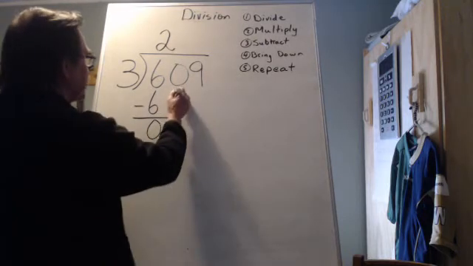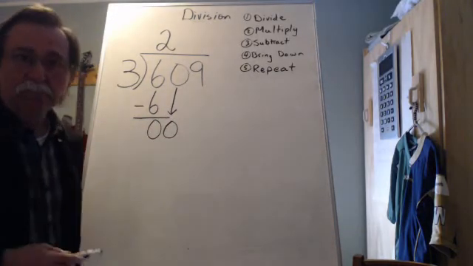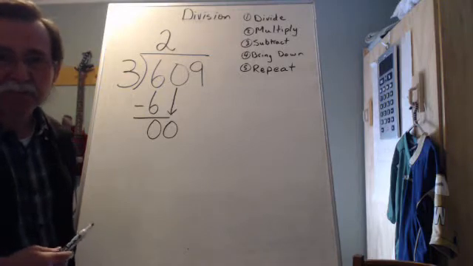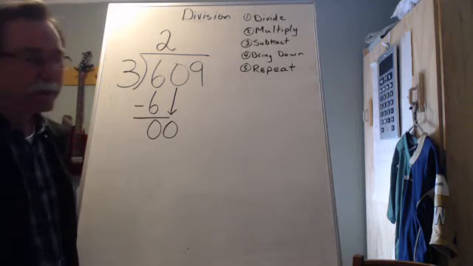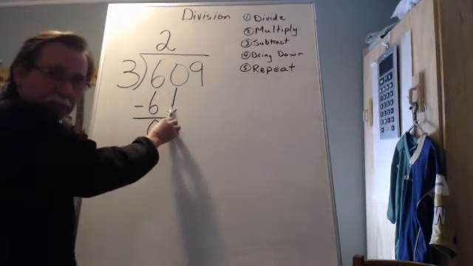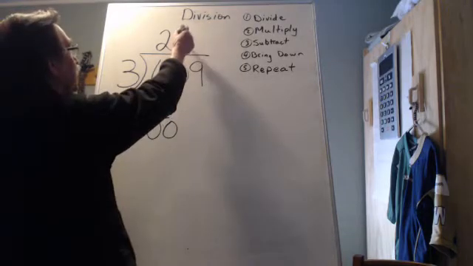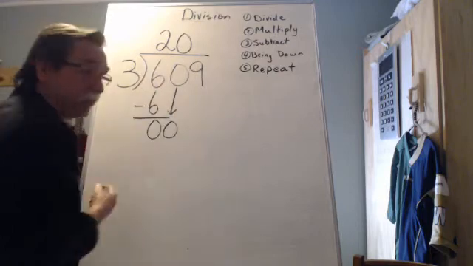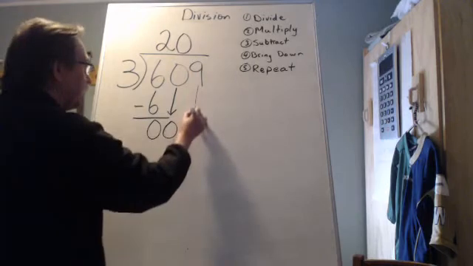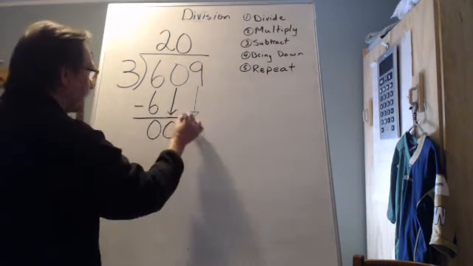So let's bring down this 0. And oh, there's a problem. How many times does 3 go into 0? Well, it doesn't. And here's the kicker. When you bring a number down, you must put a number up. So it doesn't go, so put a 0 right there. Now we'll bring down the 9. We'll extend this.